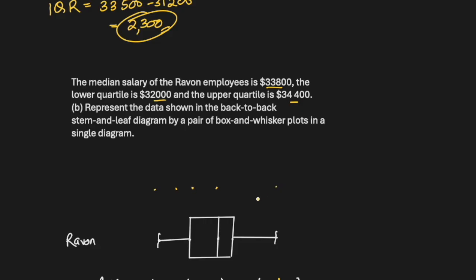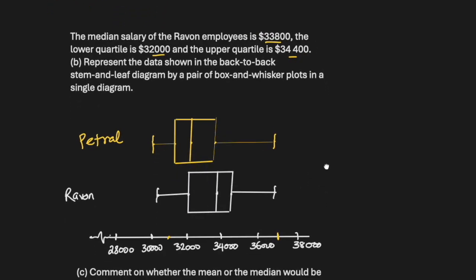Okay, and now we have to draw some vertical lines on these sides, and horizontal lines. This may not be that perfect, but with the scale it becomes perfect. So this is for Petrol. Now we can clearly see the difference there.